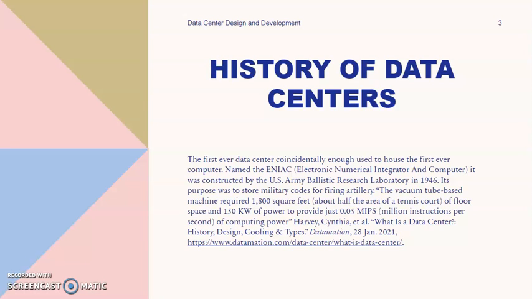So, the first ever data center, coincidentally enough, was used to house the first ever computer. Called the ENIAC, it was constructed by the U.S. Army's Ballistics Research Laboratory in 1946. Its primary purpose was to store military codes for firing artillery, and it consisted of vacuum tubes and machines that required about 1,800 square feet, which is about half the size of a tennis court, and 150 kilowatts of power just to provide 0.05 million instructions per second of computer power. That's really slow.